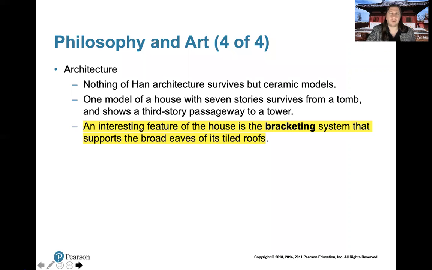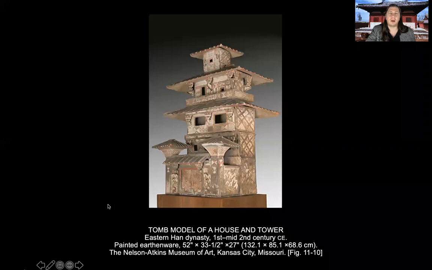Architecture: there's no Han architecture that survives, but there are ceramic models. And this is an example of them. Up at the top, you can see bracketing, which is one of the most interesting features of this building. And that's something that's going to be on the quiz, that the most interesting feature of the building is the bracketing. And I can try to draw that for you guys right there. Yeah, those are the brackets, basically hold the roof on.